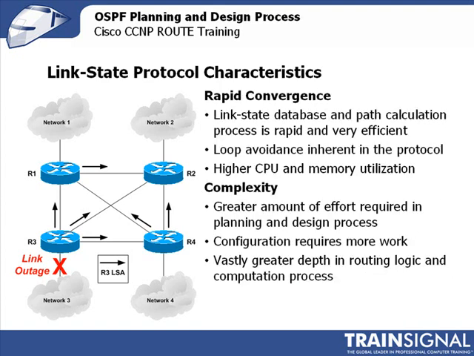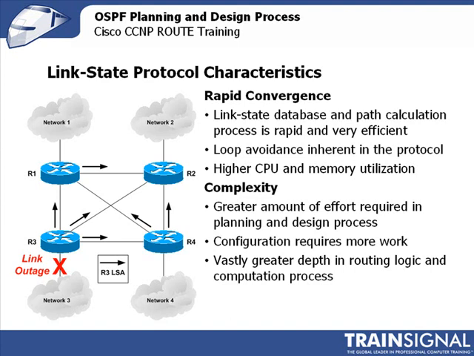Another thing about link state protocols is, unlike distance vector protocols, convergence is very, very rapid. The database and path calculation process is very rapid and very efficient. Because of that, there's this awareness of every device and link in the network. There's inherent loop avoidance in the protocol. Now, it's kind of a good news, bad news story. On the good news side, there's awareness of everything that's going on within the network domain.